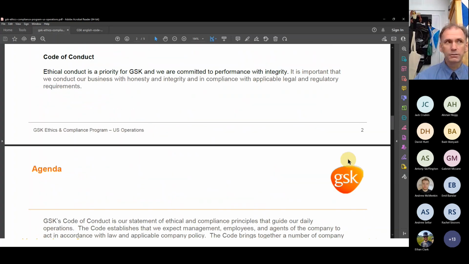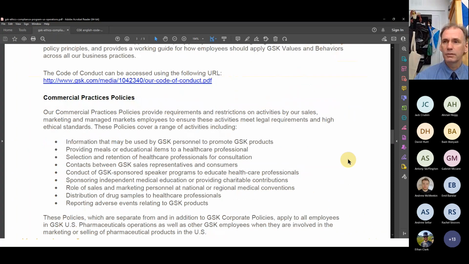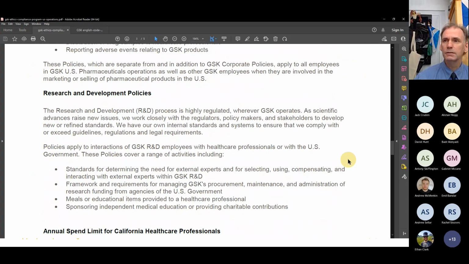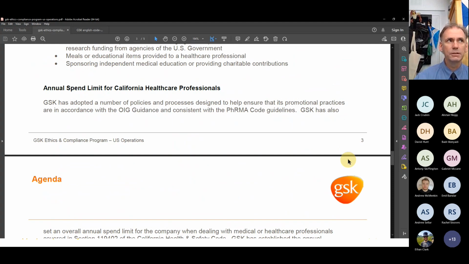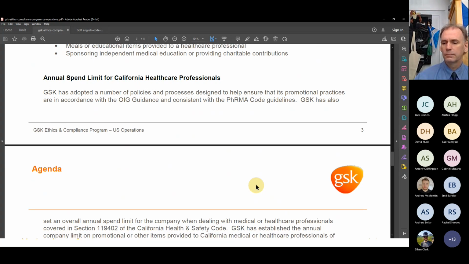So they have a code of conduct for their employees. They have policies about commercial practices, policies on research and development, even policies about how much they can actually spend. If you're not aware, quite often pharmaceutical companies will directly engage with medical practitioners in the US. And it can be anything from a pen with the name of the company on it to let's have a week's conference in Hawaii where we can tell you about our new drug.